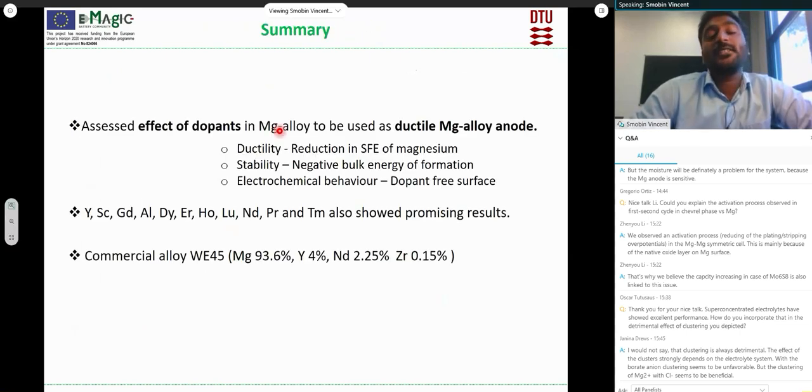And as a summary, in my work, I assessed the effect of dopants in magnesium alloy to get a ductile magnesium alloy based on 3 criteria. The first criterion is to check whether it is ductile. For the ductility, I checked based on the reduction in the stacking fault energy of magnesium. Then I looked at the stability of these alloys. For stability, the bulk energy of formation should be negative. And we identified that out of the 33 elements we studied, 20 elements are stable with magnesium to form an alloy.